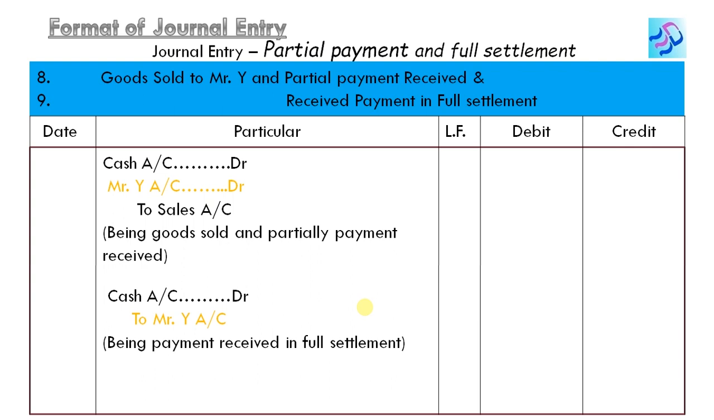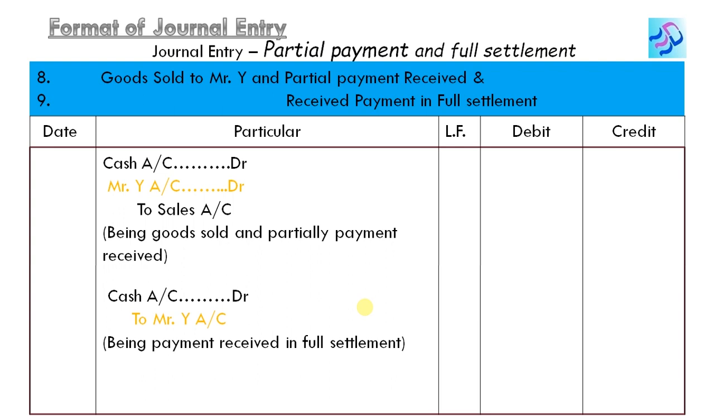So the next type of entry is partial payment and full settlement. When we sell goods, our customer might say that I don't have enough money, take this much and I will pay you the remaining later on. In this case, the journal entry will be cash account debit, the actual amount that you have received on the spot, Mr. Y account debit, or the name of the customer who has bought goods from you and has not given you the money yet, to sales account.